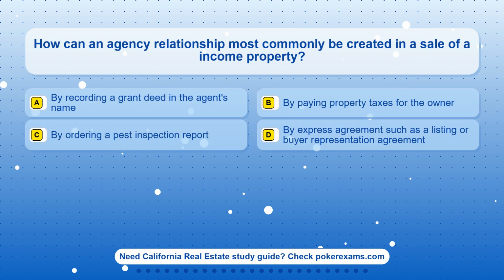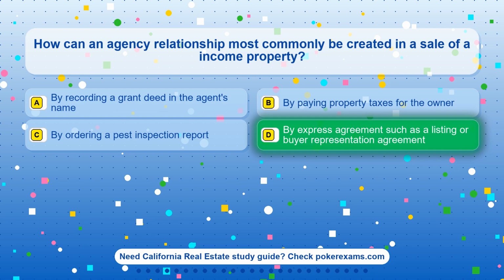Question 3. How can an agency relationship most commonly be created in a sale of an income property? Option A. By recording a grant deed in the agent's name. Option B. By paying property taxes for the owner. Option C. By ordering a pest inspection report. Option D. By express agreement such as a listing or buyer representation agreement.